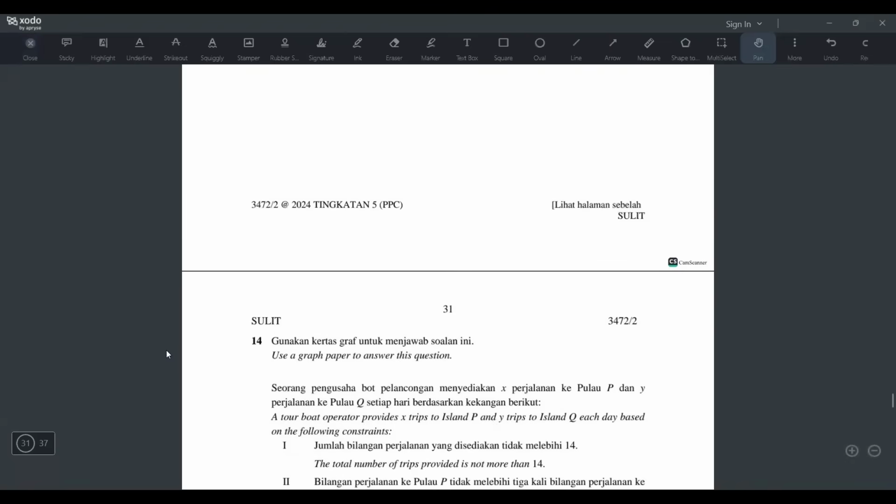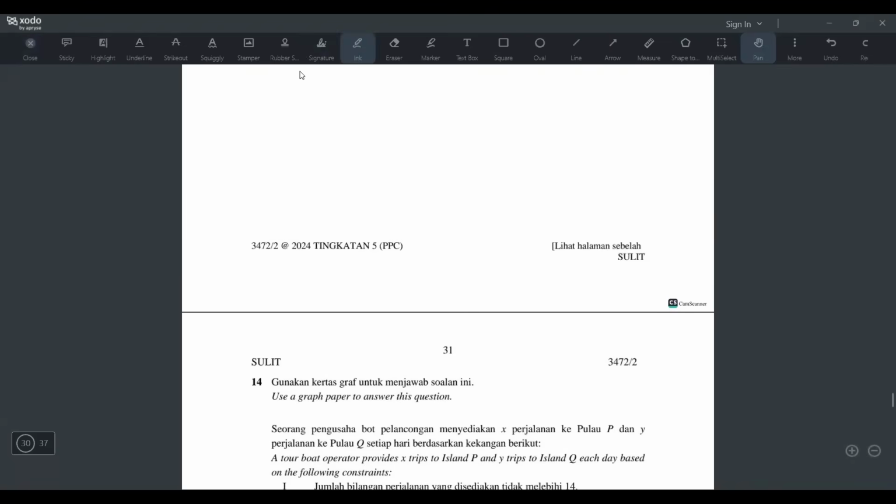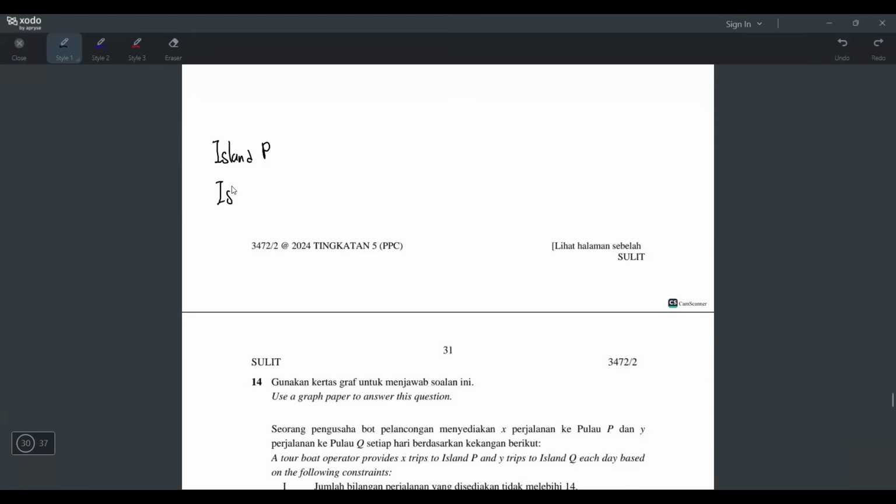Okay, the way I teach my student is always write down. So if they tell you what the x and y represent, you should write it down. So we have x trips to island P. So I'll just write island P and then island Q, right?